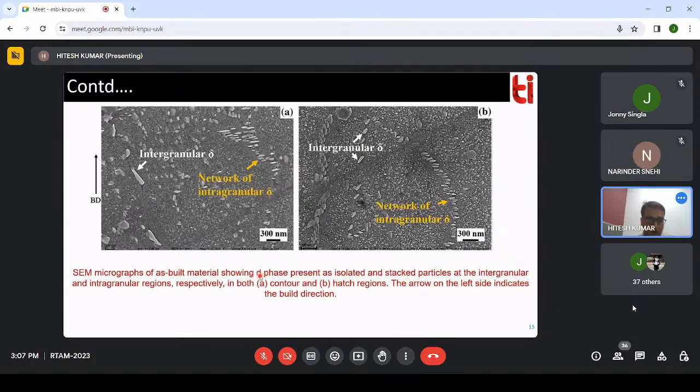So is this also present in the build direction? We try to correlate that part. What we observe is that different types of phases or precipitates are present. You can see there are n number of precipitates, and all of those are basically delta phase. There are intergranular delta phases present, and parallelly there are some networks of delta phases. These phases or precipitates are later on going to affect the mechanical behavior of your material.